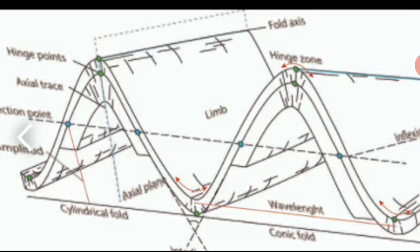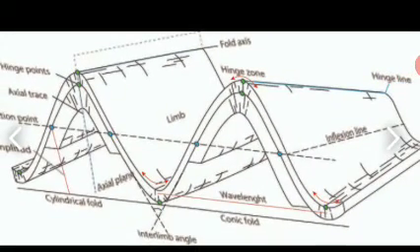The size of folds varies from a few centimeters to several kilometers. You can see the fold on the screen. The sedimentary rocks, plain rocks, get folded due to the high pressure. When the rock gets folded, it will look like this.